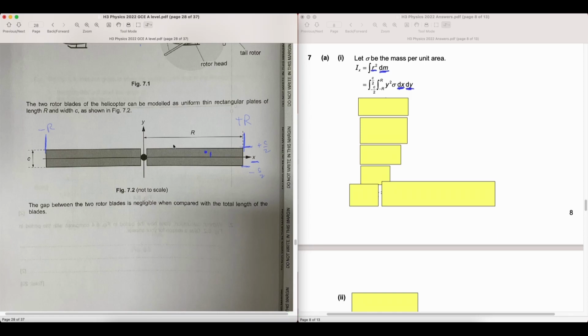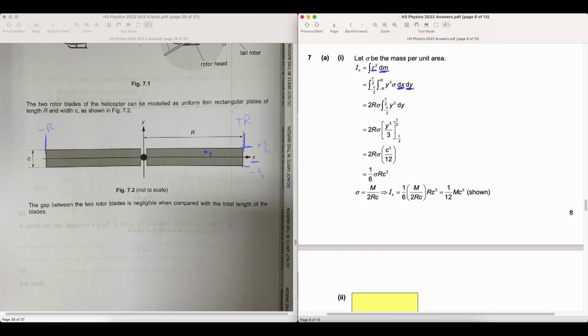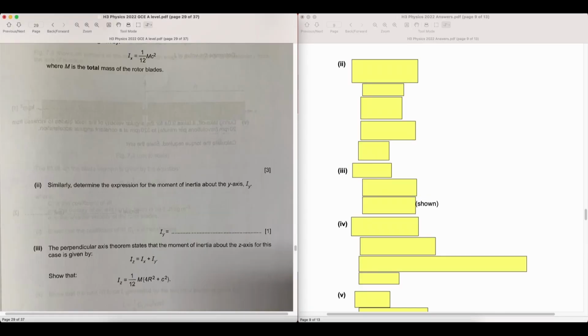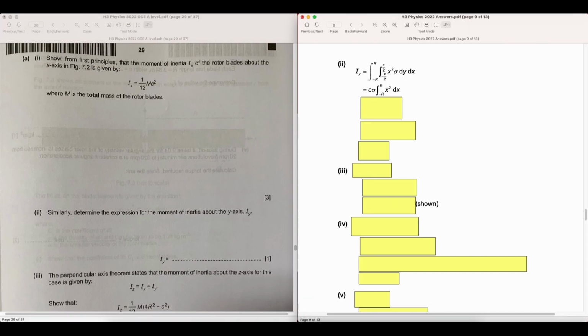In this scenario, it is simple, but in more complicated scenarios, where you use polar coordinates, you need to be more careful. Now, doing the integrals will give us the following expression, and substituting the mass per unit area into the expression we just got would give us the correct moment of inertia about the x-axis. Now, we're asked to determine a similar expression for the moment of inertia about the y-axis, and we just need to repeat the same calculations as follows, which gives us 1 over 6 mr squared.